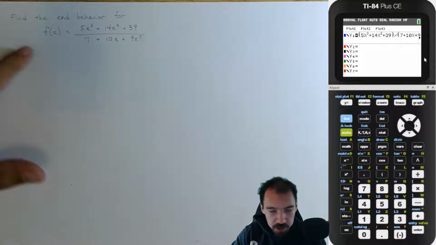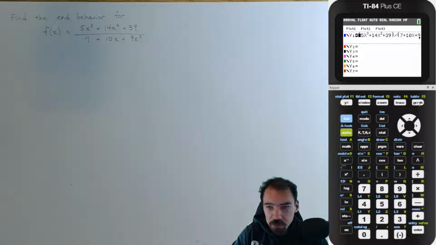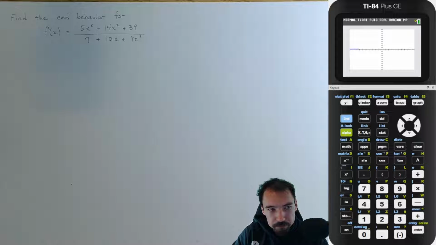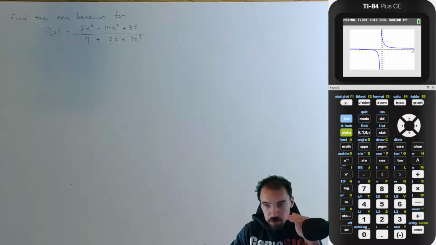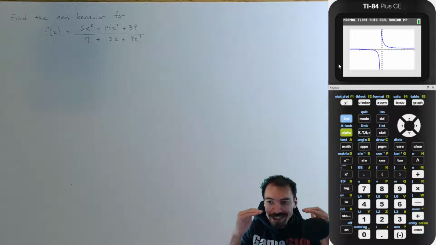I've entered the f of x function in y1, and I'm going to click graph. And so, as we can see, as x gets really big, so as we're going far to the right, it looks like the y values are going to approach some number. And similarly, as we go to the very left, so as x becomes super negative, the y values are approaching some number. Now, those two numbers might not be the same.